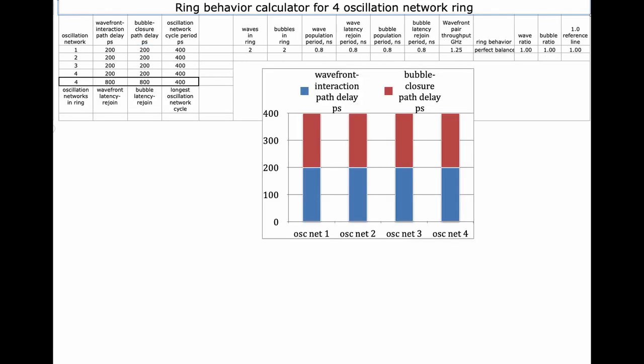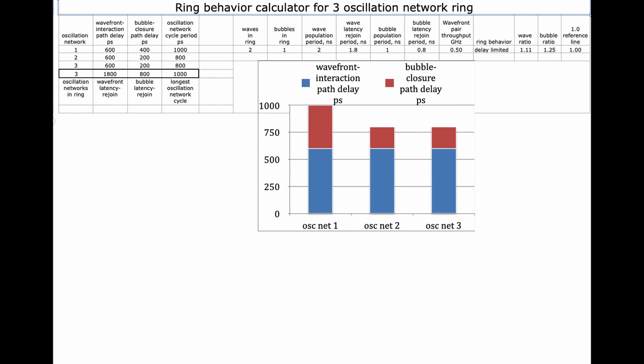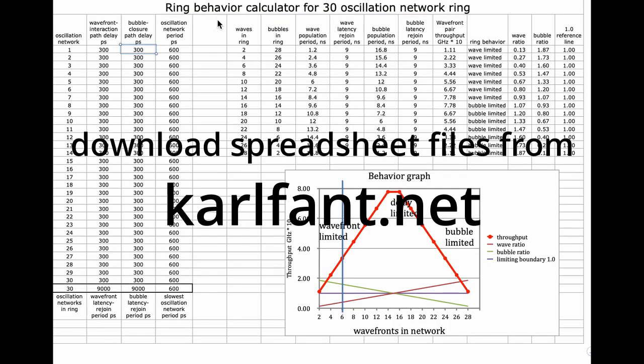And there is a 4 oscillation network ring and a 3 oscillation network ring. And these are the ones you'll most commonly encounter in practical circumstances. And we'll talk about these in a later presentation. Now, the spreadsheet files are downloadable from carlfant.net.